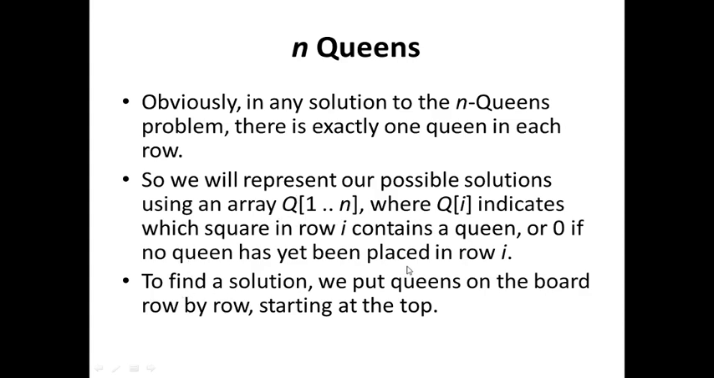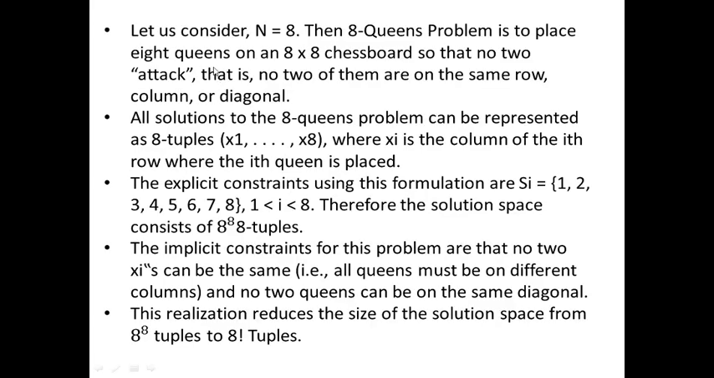To find a solution, we put queens on the board row by row, then check whether it violates the bounding function. Normally this starts from the top. If the placement of the queen does not satisfy the bounding function, then you have to backtrack and try another set of solutions. This is backtracking. Consider an example, n equal to 8. Then it will be called the 8 queens problem, and the chessboard will be 8 by 8.